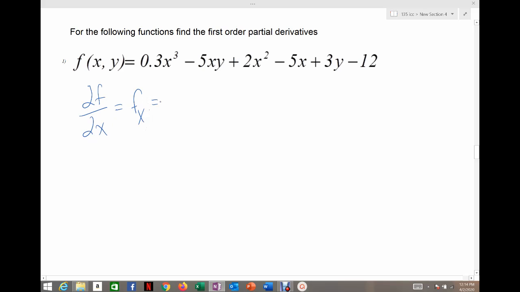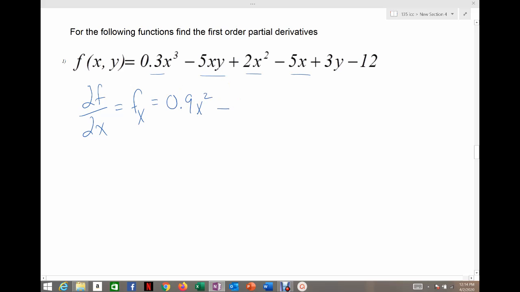There we go. F sub x. And so I only look at the parts with x values in it. Anything that doesn't have an x value is constant and zeroes away. So the 3y is constant and zeroes out. The 12 is a constant and zeroes out. And so it's just the x parts. I take the derivative and I use my rule. So this first one is just the power rule. So it's 0.9x squared minus.